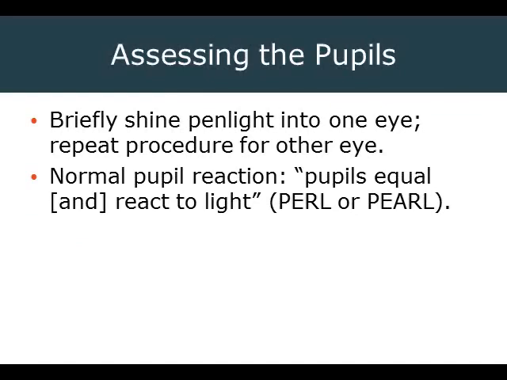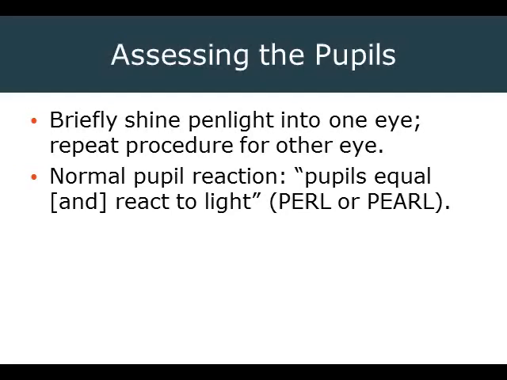Switch to the other side. Shine the light in the left eye. Note what it does. Take the light away and then shine the light back in the left eye again. And look at the right eye to see, does it constrict. So remember, the pupils are supposed to work together. So normal pupil reaction, the pupils are PERRL. Pupils equal and react to light.